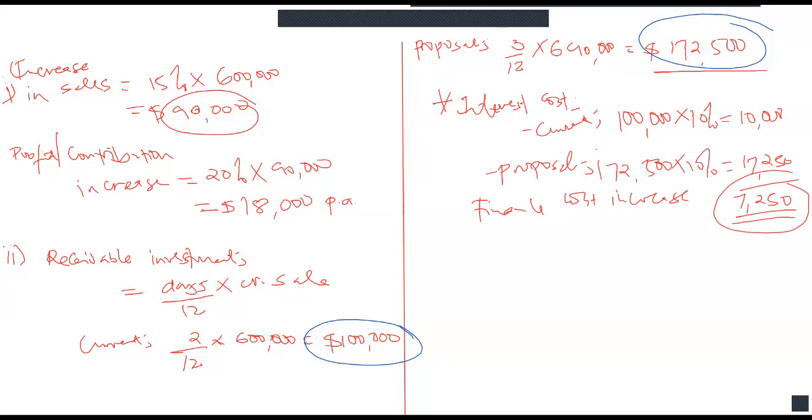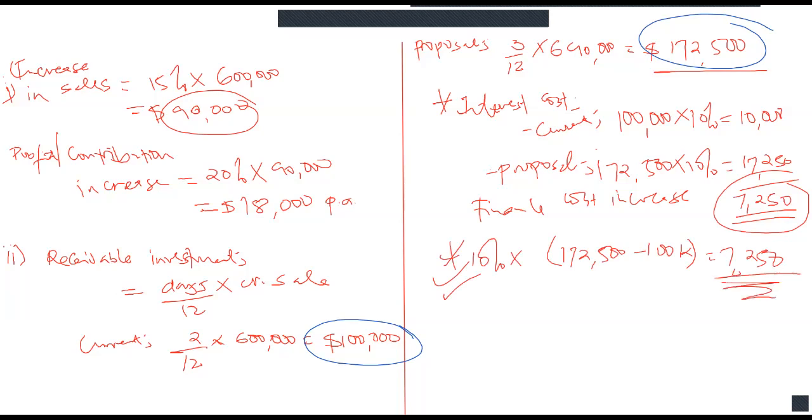Which you could have obtained by simply getting the difference. The cost is 10% times the difference of investment, that is 172,500 minus 100,000, which gives us 72,500 times 10%, 7,250. So it is the same thing, but this one is easier because you avoid a lot of working. Either way, this is a cost to the company.